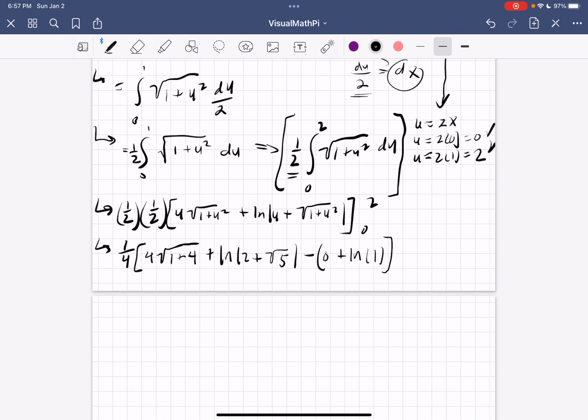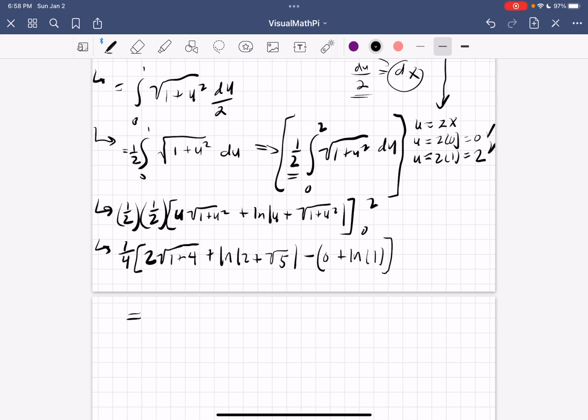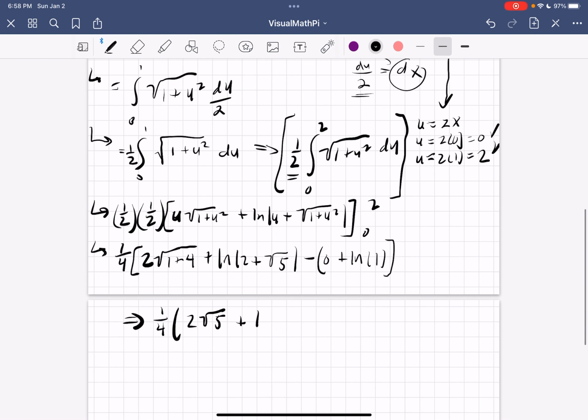And then from there, oh, I apologize, this is not a 4 over here, it is a 2. I computed it as a 4, but I meant that this is a u. Yeah, it's a 2. So our final expression should look like 1 over 4 times 2 square root of 5 plus the natural log of 2 plus the square root of 5. That is our final answer, which we can highlight. And then we can check off.